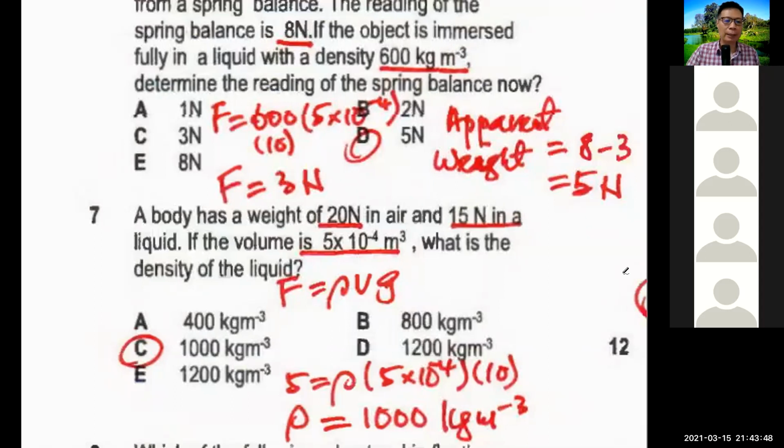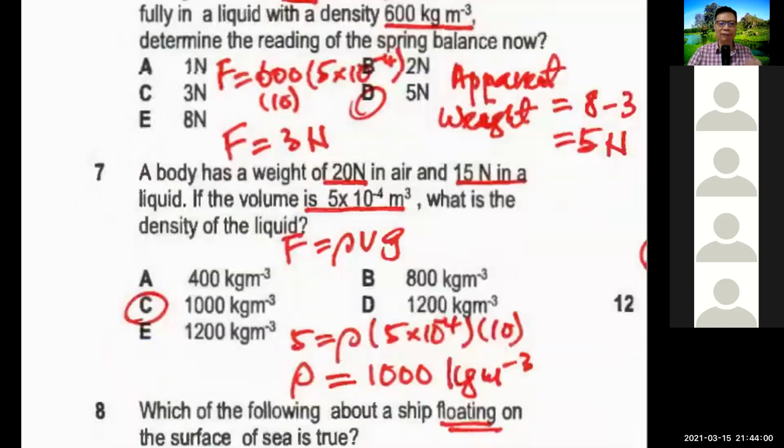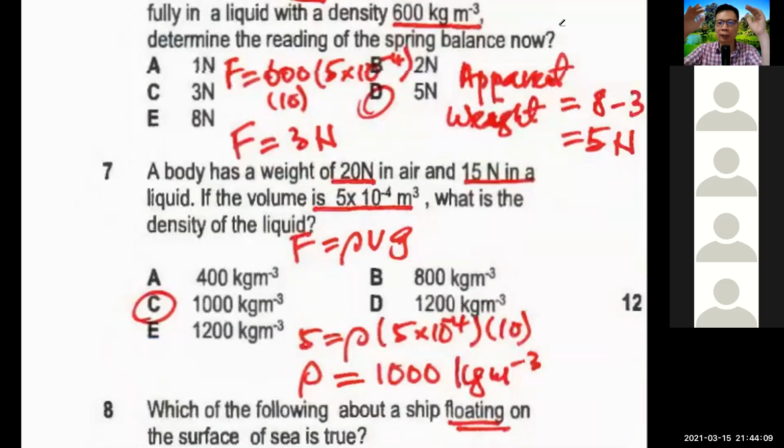Okay, number 8. Which of the following about the ship floating on the surface of the sea is true? Floating on the surface of the sea. This question is a little bit tricky. Be careful. The ship is floating. So which one is correct? Which answer is correct? Come on, please. Try your answer.